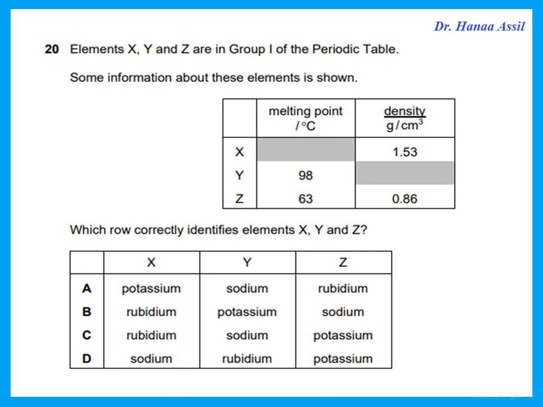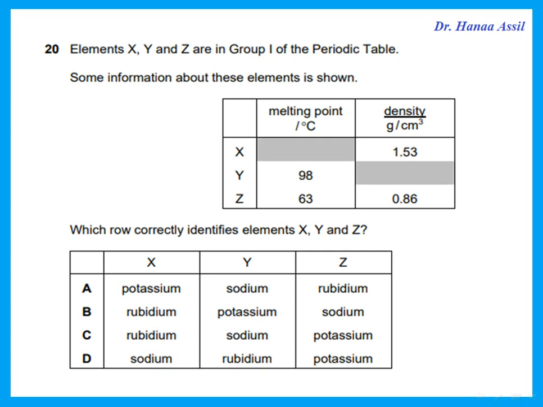Elements X, Y, and Z are in group 1 of the periodic table. Which row correctly identifies elements X, Y, and Z? Remember that going down group 1, the melting point decreases, the density increases. So looking at the values for melting point, the one with higher melting point is above in group 1 in the periodic table. So Y is above Z in the periodic table.